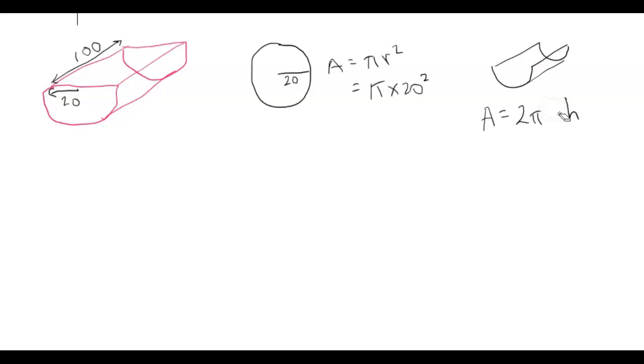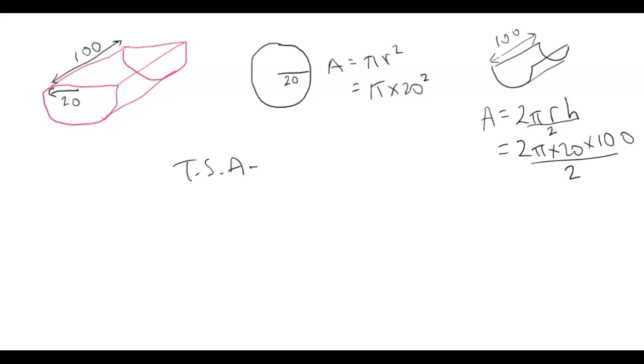Okay, 2 pi r h. So let's substitute in those values. The radius is 20 and your height, which we refer to as the length there, is 100. So I'm going to do times 100. And we only want half of that, because that's for the whole cylinder and we've only got half a cylinder. So I should have written on there that we're dividing that by 2.